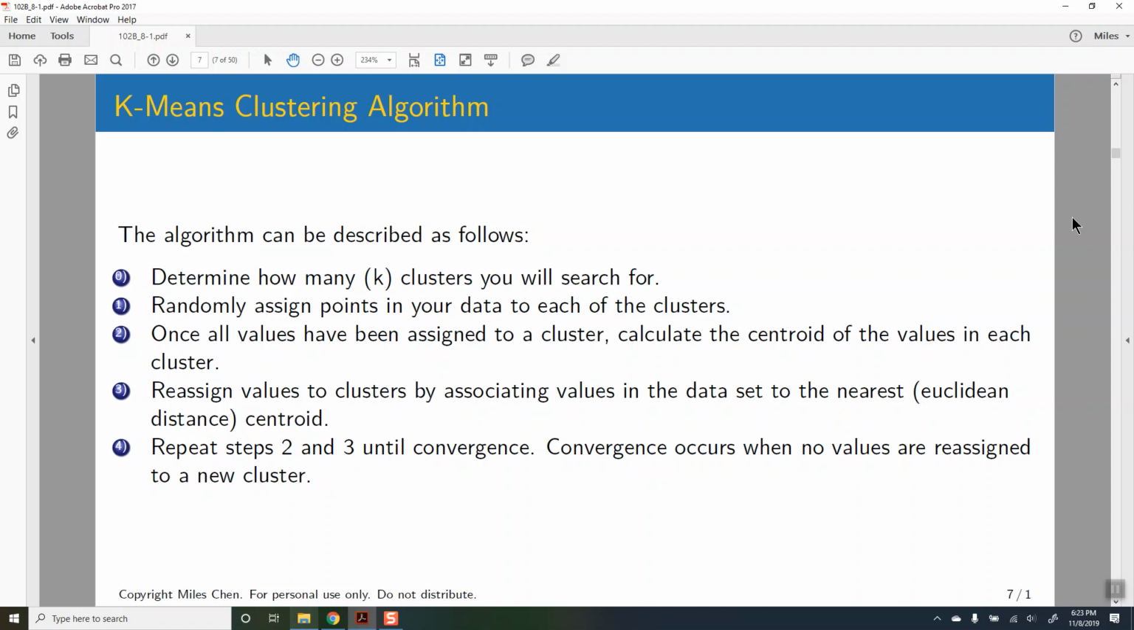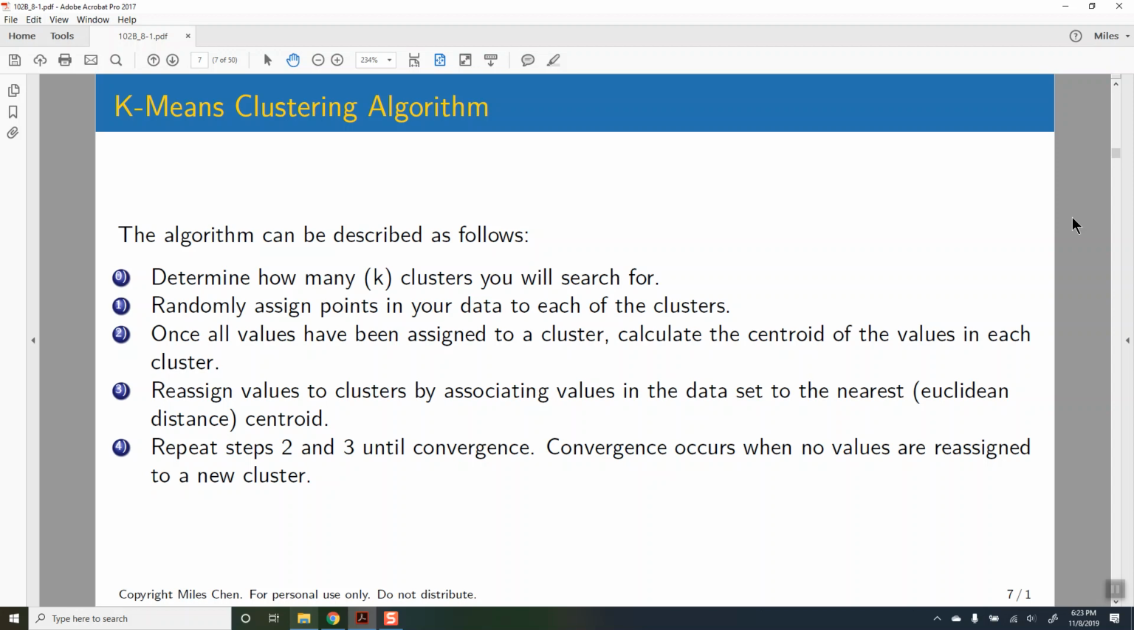And then, once you have everything assigned to a cluster, you're going to calculate the centroid of the values in each cluster. So you're going to say, what's the center of cluster 1, and what's the center of cluster 2, and what's the center of cluster 3. These have been randomly created, so probably these cluster centroids are going to be quite similar, but also slightly different. And then after you do that, you reassign values to the clusters.